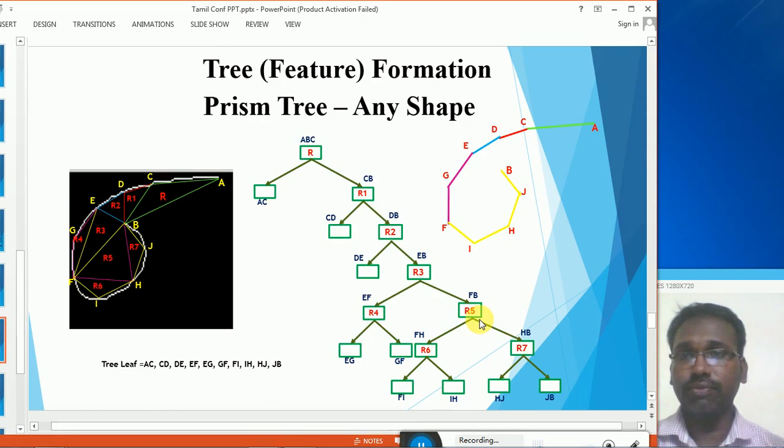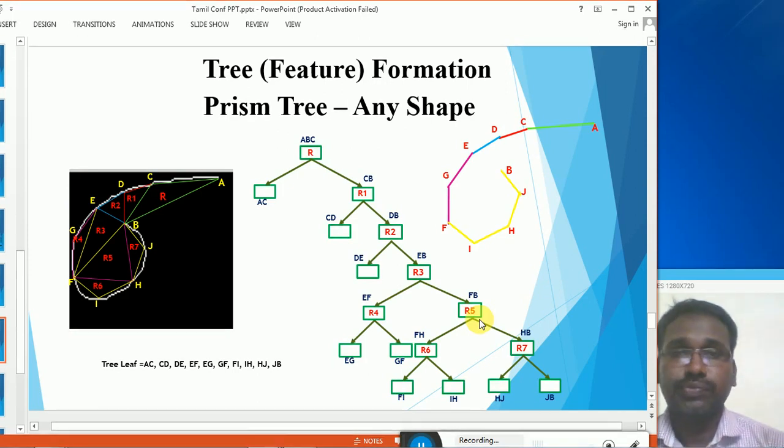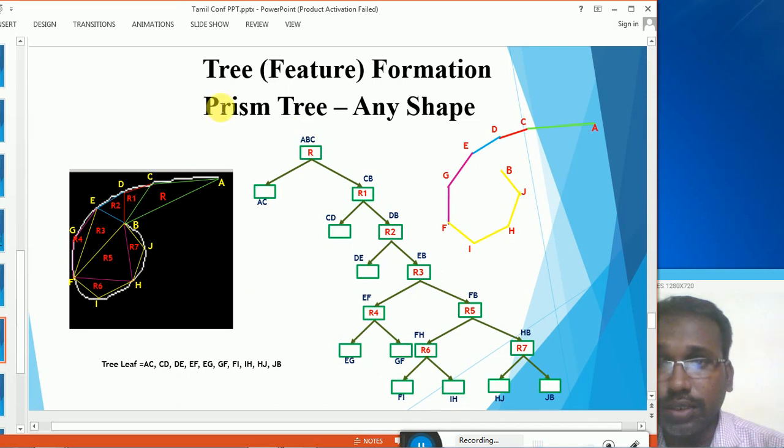It is a very good shape-representing tree. Here is the prism tree. Here we are using triangle formation for describing the shape.